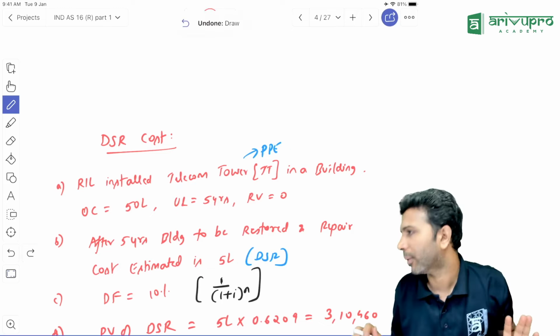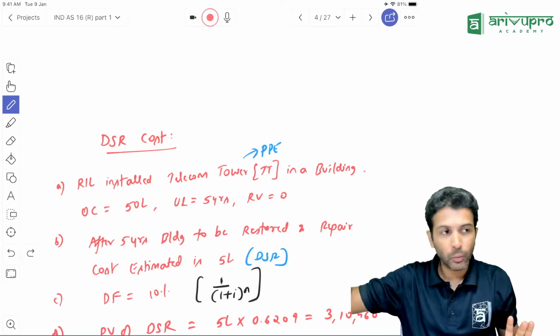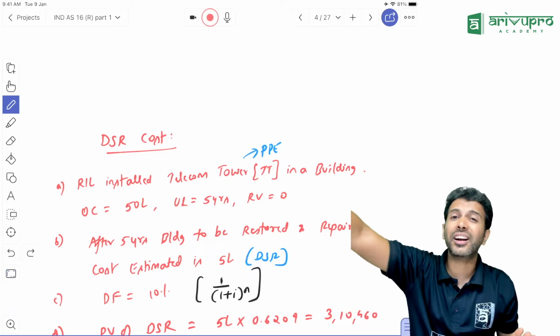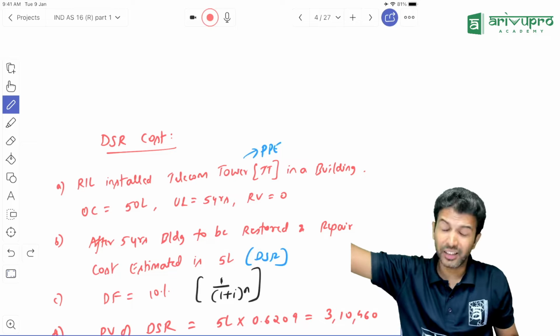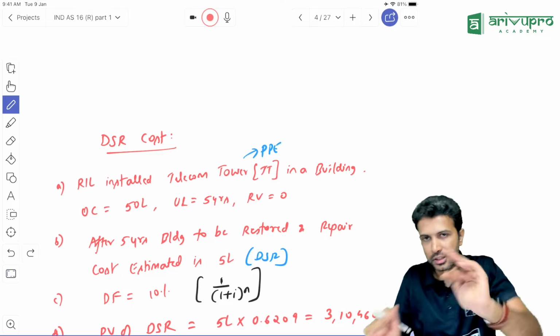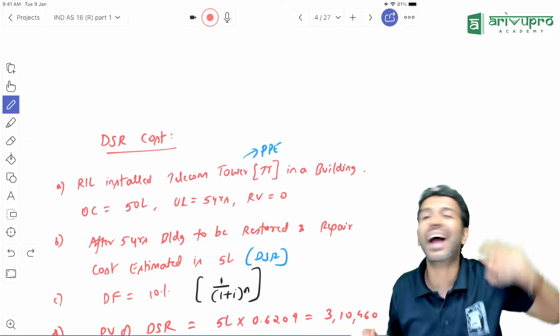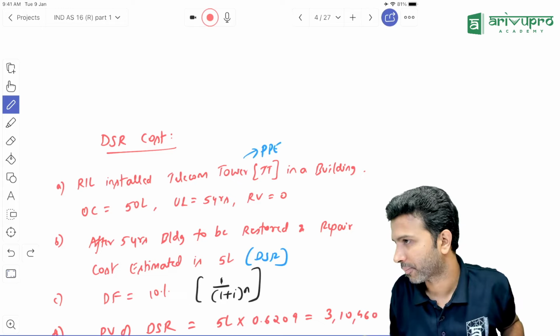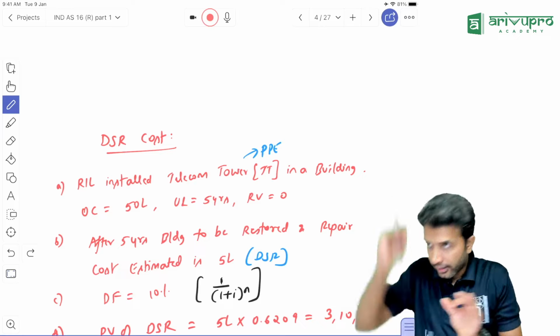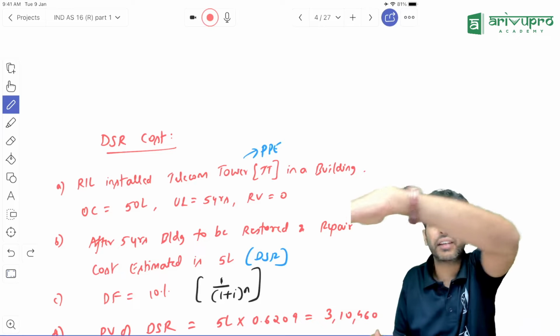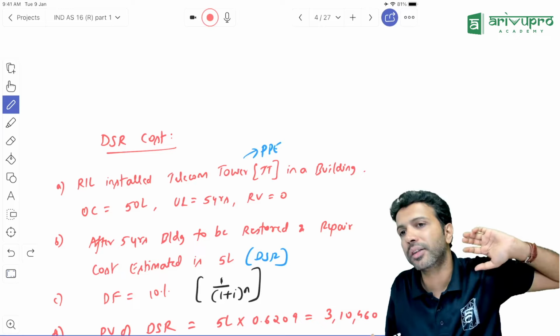Think logically and tell. Okay, 1 minute. Just go back to Ind AS 16's definition. What does Ind AS 16 say? Not the definition, just what all costs can be added to the cost of PPE? Does Ind AS 16 give examples or do they have a line? They have a line. What line have they given?